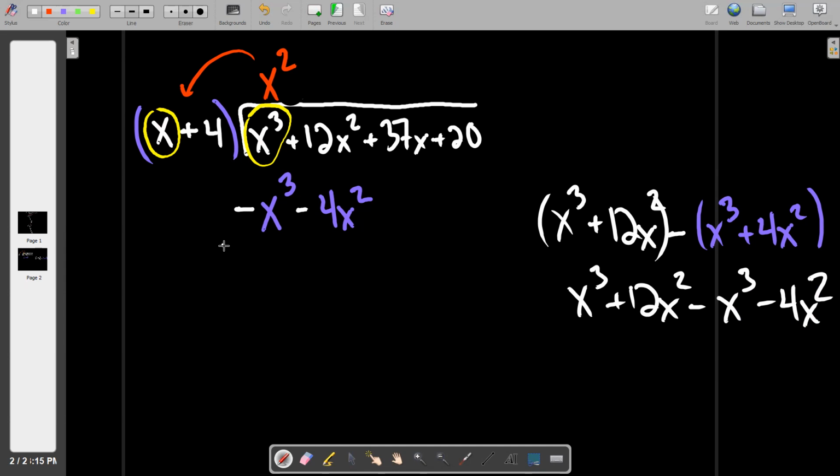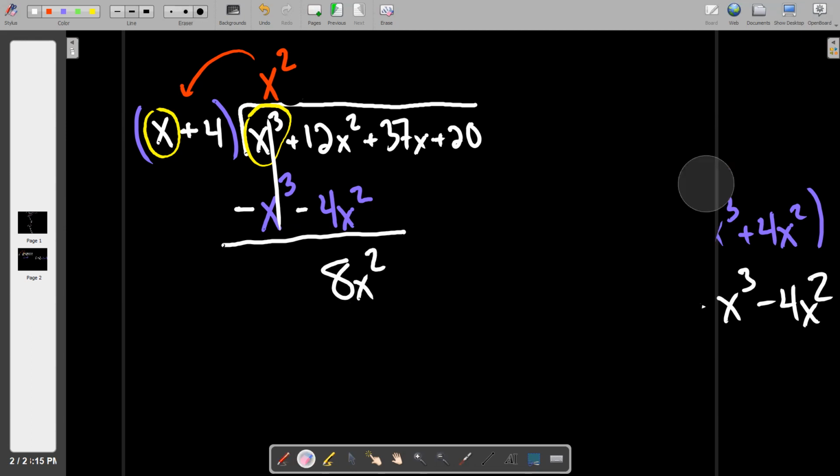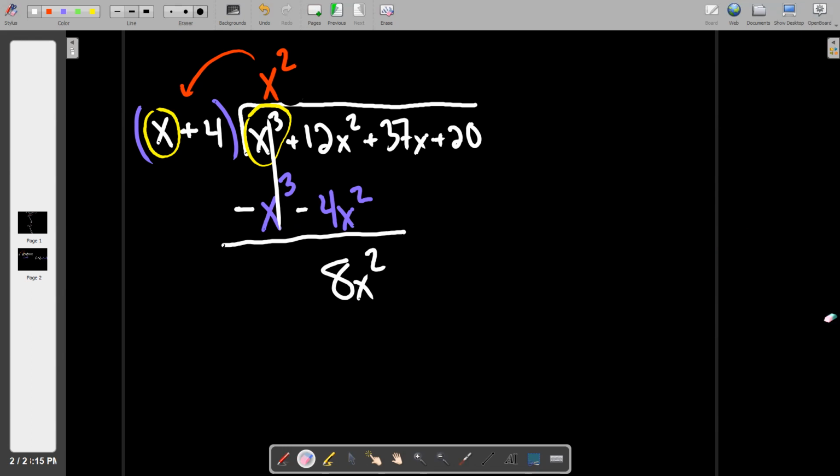We're one step away now from resetting the algorithm back to the beginning. I'm going to draw this little line here, and I'm going to subtract. What is x to the third minus x to the third? It's gone. That's the whole point of what we just did. And then when I take 12x squared minus 4x squared, I get 8x squared. And now where are we in the algorithm? We're like two steps from the finish line.